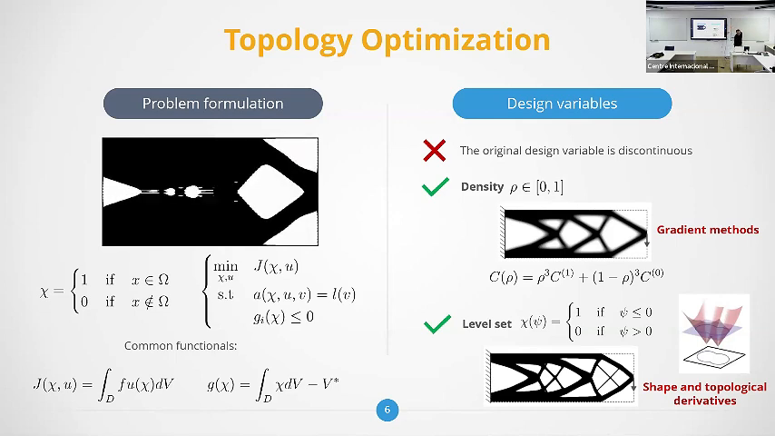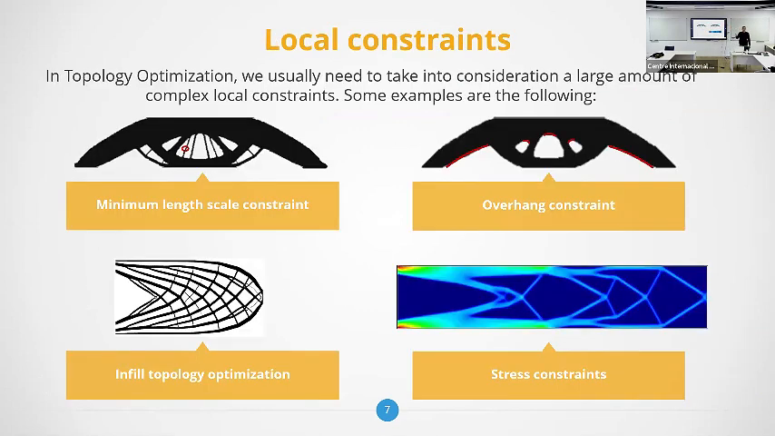And in topology optimization, we usually have to deal with a lot of constraints, or more specifically local constraints. For instance, in my research, I'm usually dealing with these four. On one hand, minimum length scale constraint. In order to manufacture this design, for instance, with additive manufacturing, we have to ensure a minimum thickness locally in the domain. Also, overhang constraints.